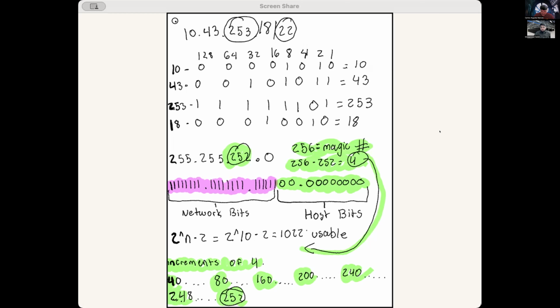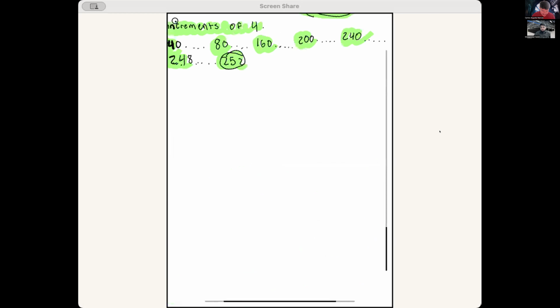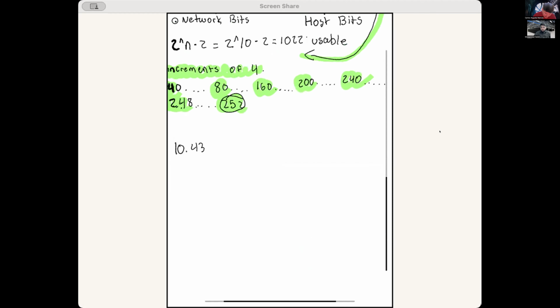So the network ID for this would be 10.143.252. Wouldn't this be 251, you think, because we start from 0? But it changes every 4. It's good you're asking this question. It starts from 0, so let's do this. I'll draw it out. 10.43.253. Oh, sorry, that's 253.